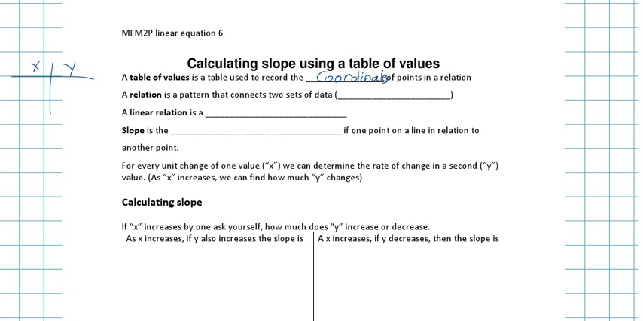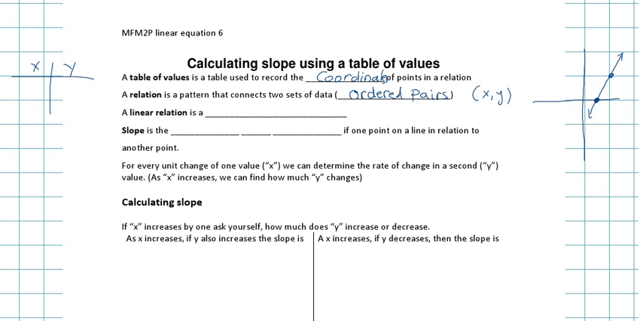Okay. Coordinates means the values x and y. A relation is a pattern that connects two sets of data, or what we call ordered pairs. What we mean by ordered pairs is x and y. So when we get a relation, we get something that would look like this. Let's say you have this point, then you have another point, and then you get something that connects them. Okay? So the relation is the line, if you want.